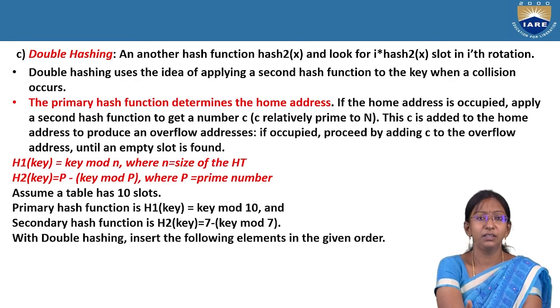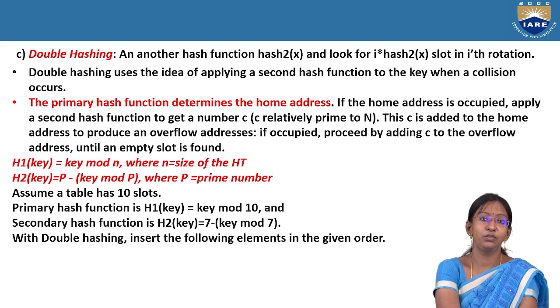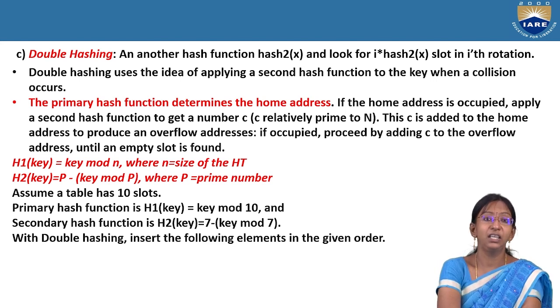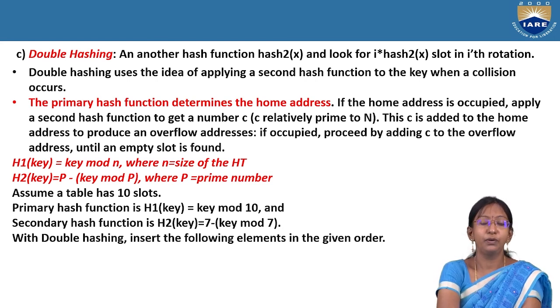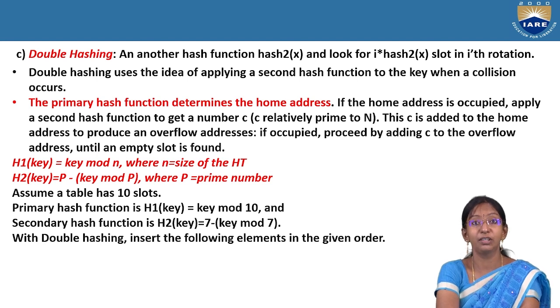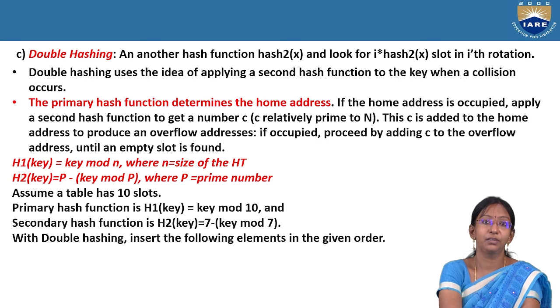Another solution for this is double hashing. In quadratic probing, we had a single hash function, and there we were changing the value of the variable i. Here we have two functions, one primary and the other secondary. First of all, calculate with the primary function. If a collision occurs, go for the second hash function, which is an alternate. Okay, so this is double hashing.